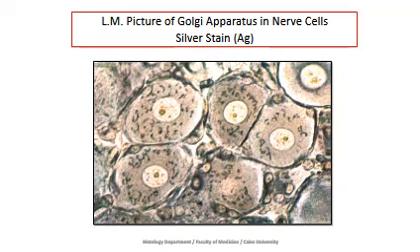We have rounded cells with an active nucleus. These rounded cells are nerve cells. Inside this nerve cell we have fibrils stained brown in color around the nucleus. So this is an LM picture of Golgi apparatus in nerve cells stained by silver.